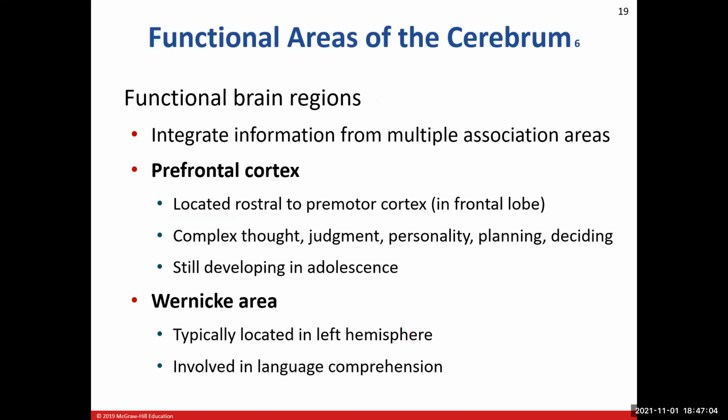Those are some of the functional areas for the cerebrum when we're talking about motor function and then sensory function. One of the things that I really want to stress to you is that sometimes your brain is going to have access to multiple association areas, and it's going to integrate that information.